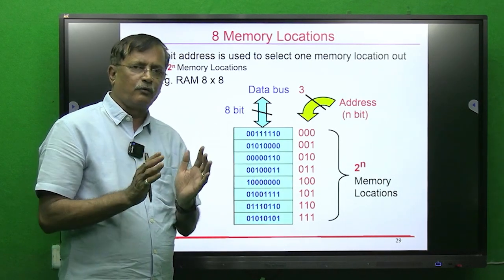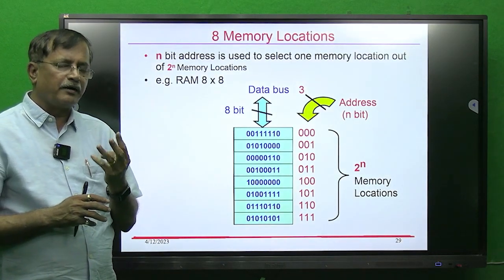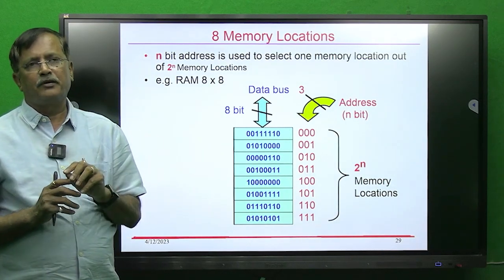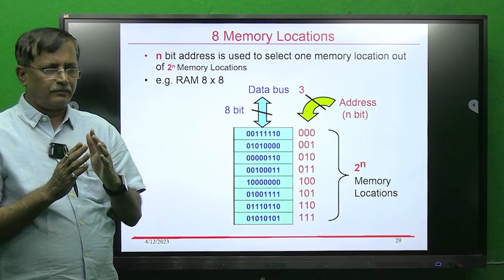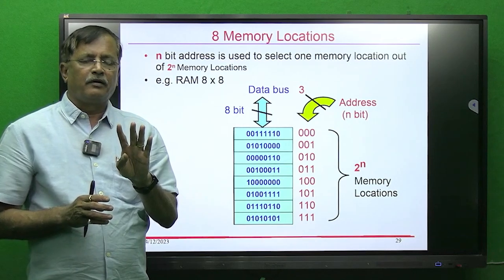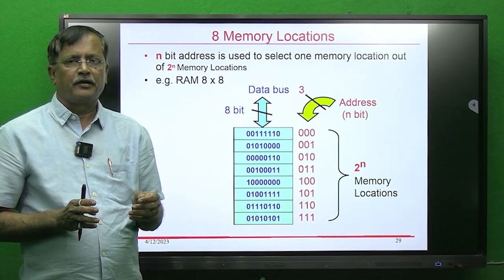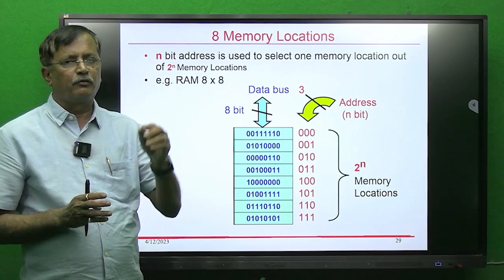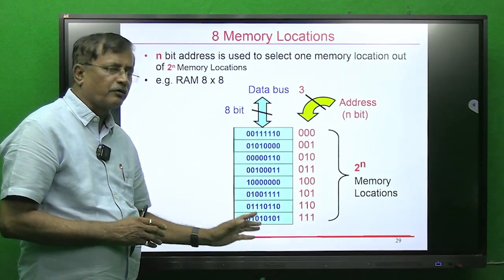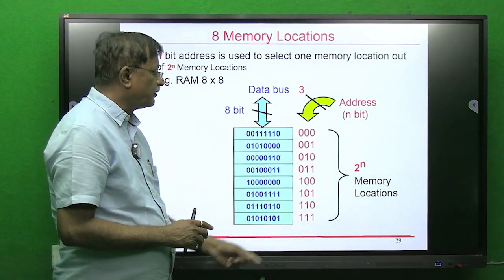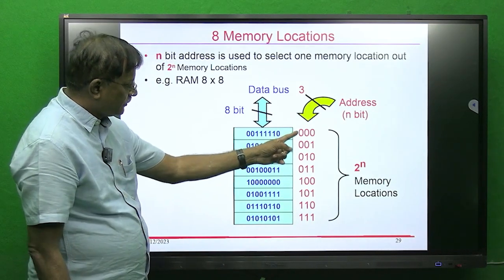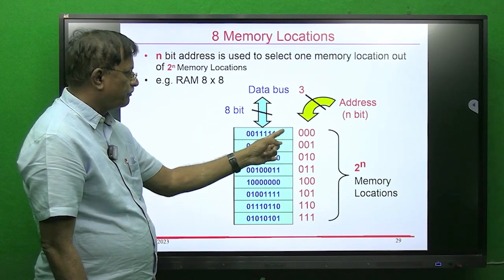Since there are only 8 locations, a 3-bit binary number is sufficient to write the address. Using a 3-bit binary number, we can represent decimal numbers in the range 0 to 7. With a 4-bit binary number, I can go from 0 to 15. With a 5-bit binary number, I can go from 0 to 31. So if you increase the number of address bits, you can increase the number of locations. For a 3-bit binary number, it goes 000, 001, and the last is 111. So this 3-bit binary number is the address of that location.